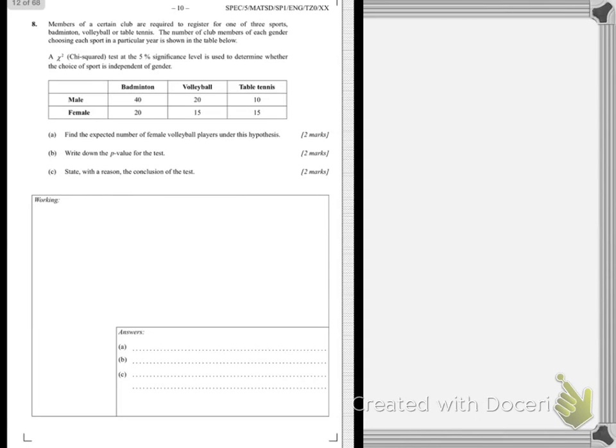Okay, so A wants us to find the expected value. Notice that it says find, so we have to show some math. And so remember that the expected value is the total of the row times the total of the column, divided by the grand total.